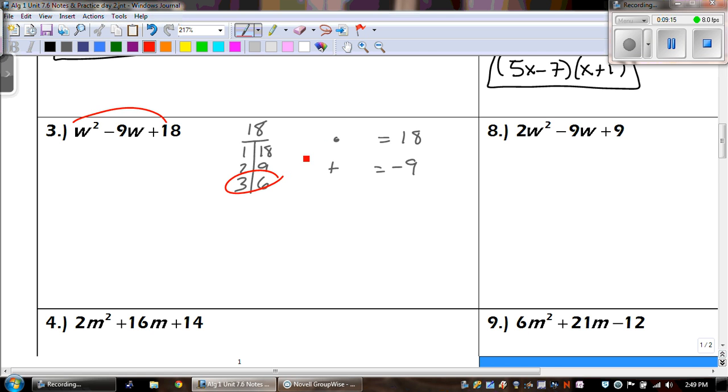Did you get 3 and 6? But Mr. Grice, they add up to get to negative 9. They do. And that's why they're both negative. Okay? So my leading coefficient is 1, which means I can go straight into the shortcut to w minus 3 and w minus 6.